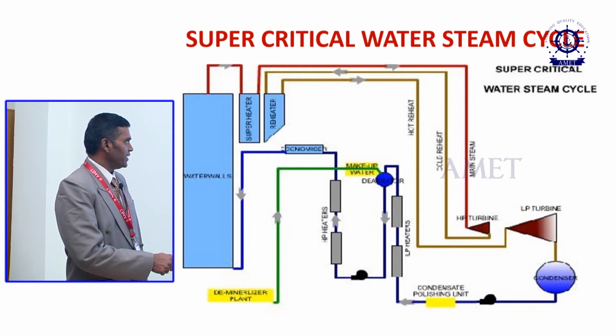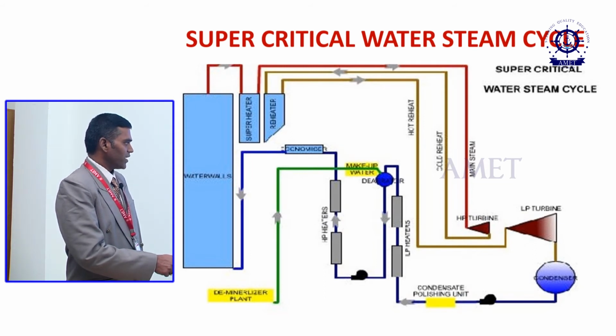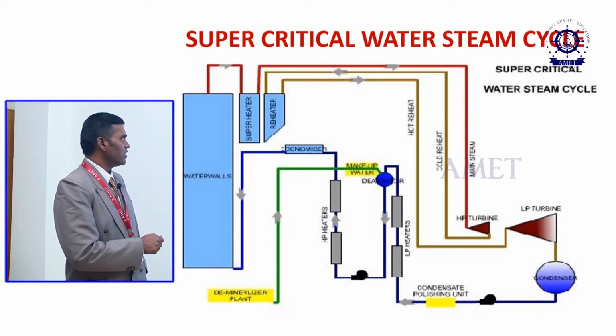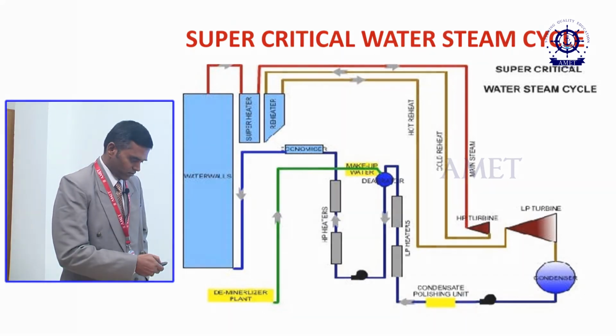From the HP turbine area, the whole reheated steam goes back to the reheater, and the reheater outlet goes into the hot reheat to the low pressure turbine. From the low pressure turbine through the condenser, it is circulated into the LP heaters. Again it is reverted back into the HP heaters. So such a small difference is in between subcritical boilers and supercritical boilers.